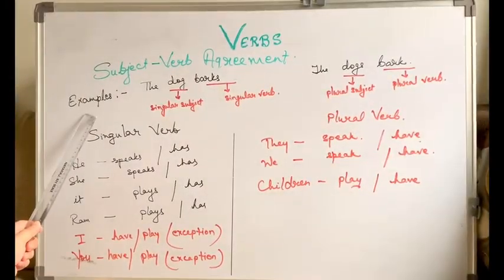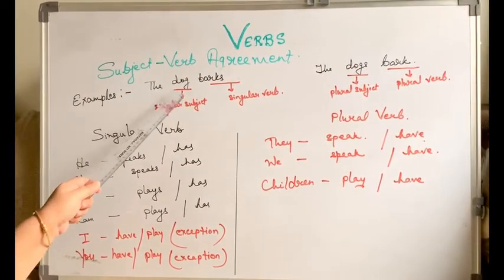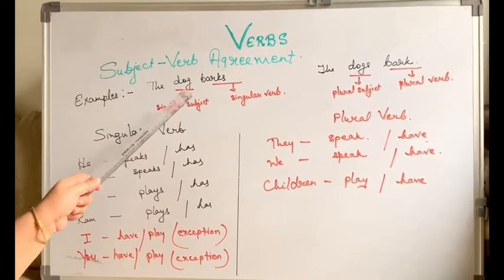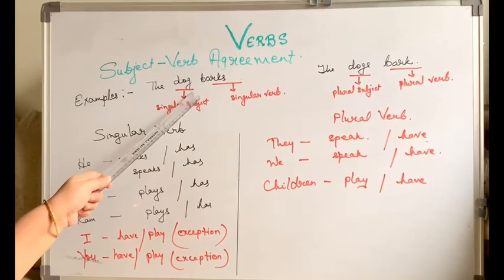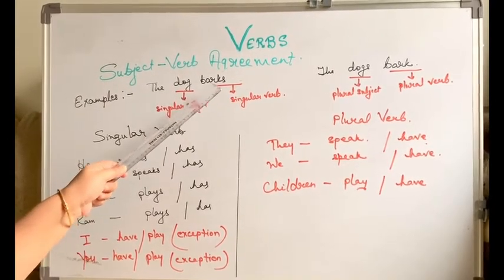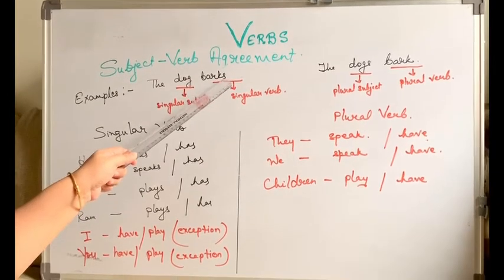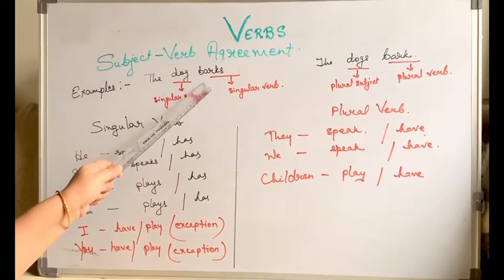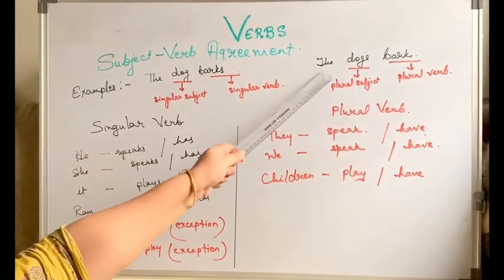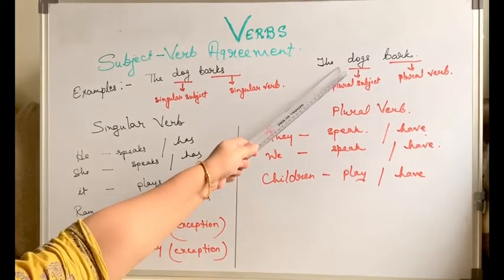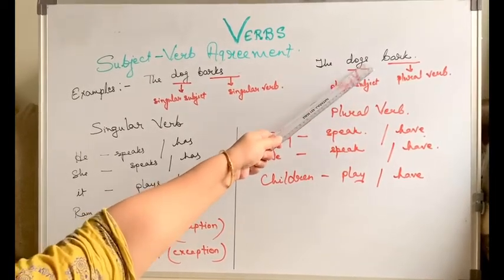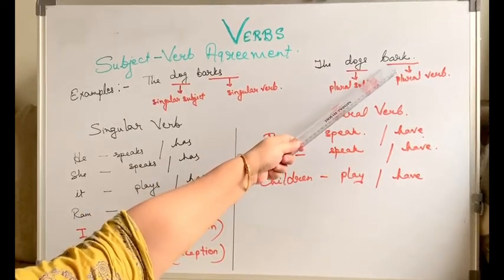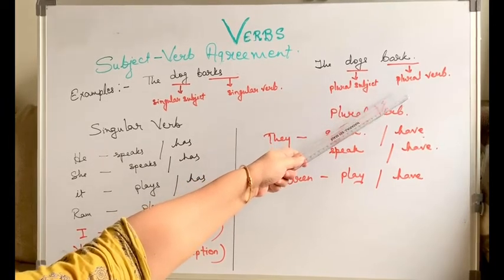Now look at the examples. The first sentence: the dog barks. Here the subject dog is a singular subject. So with a singular subject, according to the rule, we have to use a singular verb. How do we make the verb singular? By adding s to the verb. So it becomes barks. Similarly, if we change the sentence into plural, it becomes the dogs bark. So again, see, the subject is turned into plural by adding s to the noun, and instead of adding s to the verb, we use bark. So that becomes a plural verb.